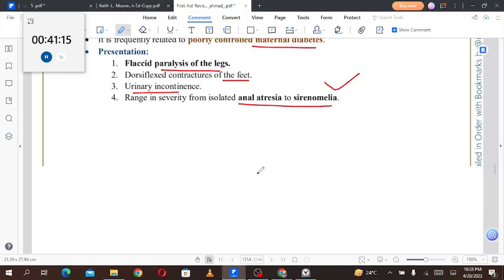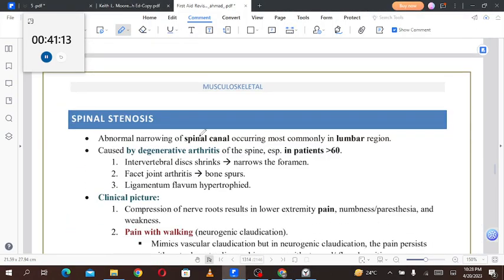Moving back, then we have spinal stenosis, abnormal narrowing of the spinal canal occurring most commonly in the lumbar region, caused by degenerative arthritis of the spine, especially in patients more than 60. Intervertebral disc shrinks, and that narrows the foramen. Facet joint arthritis leads to bone spurs. Ligamentum flavum is hypertrophied.